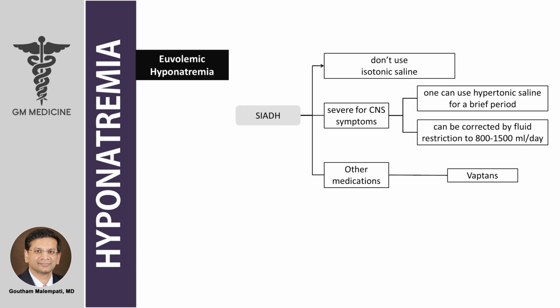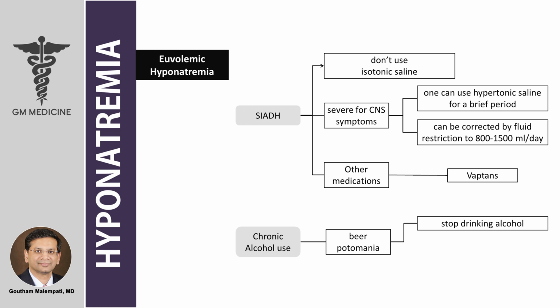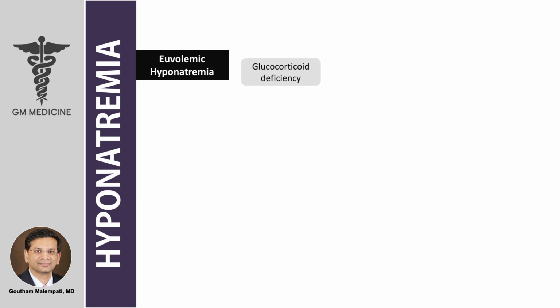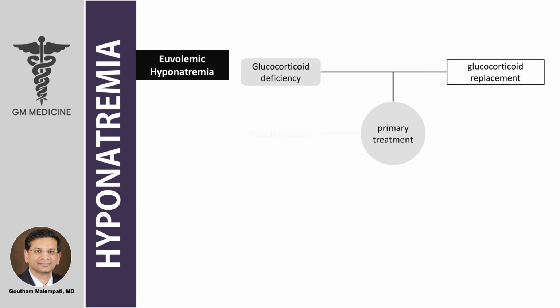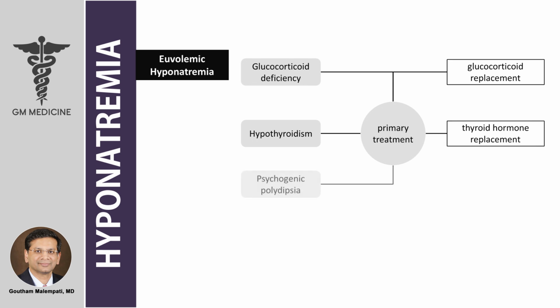Now, if it is from chronic alcohol use related to beer potomania, one has to stop drinking alcohol and probably start on medications to prevent chronic alcohol use. In case of glucocorticoid deficiency, the primary treatment would be glucocorticoid replacement. If hypothyroidism is the cause, the primary treatment would be thyroid hormone replacement. In psychogenic polydipsia, the treatment would be free water restriction and psychiatric therapy.